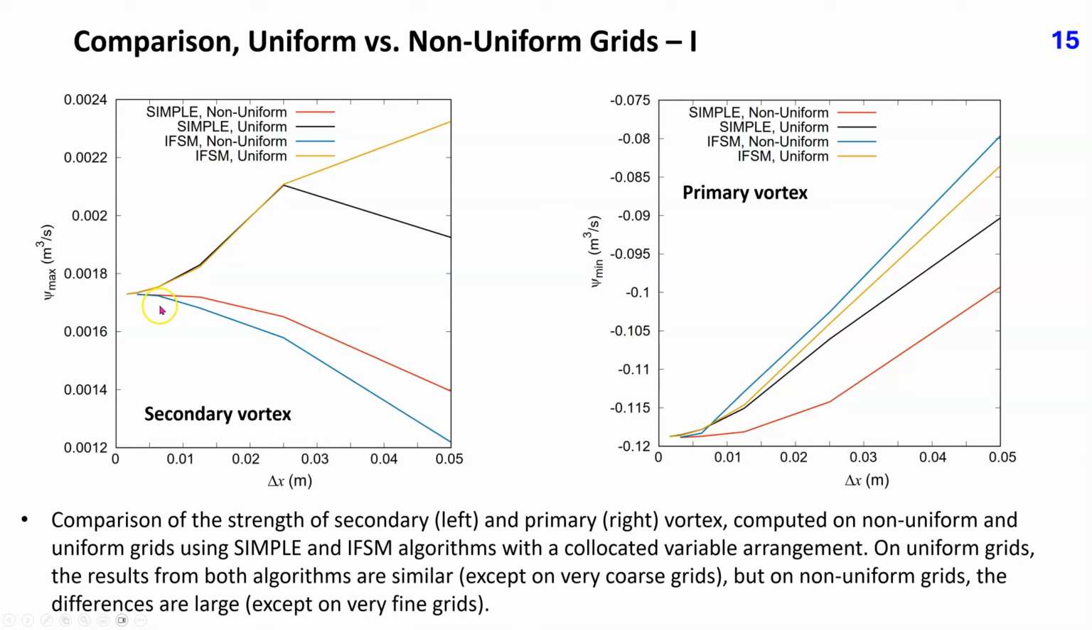For the secondary vortex, its strength is overestimated on uniform grids and underestimated on non-uniform grids, but the results from both grids converge to the same grid-independent value. For the primary vortex, the results from the SIMPLE algorithm are more accurate on non-uniform than on uniform grids, with the same number of cells. But with IFSM, the opposite is true, except on the two finest grids. This required an investigation into the cause of this behavior.